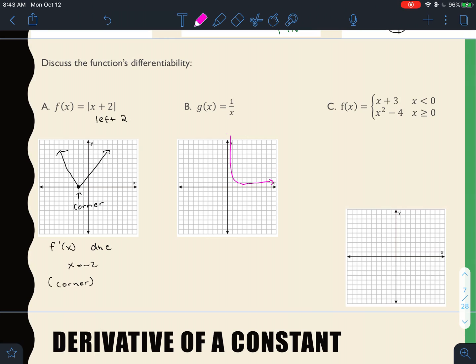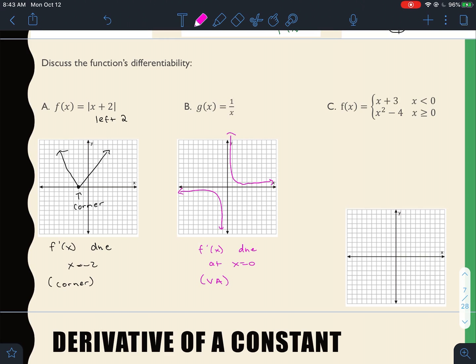1 over x, you should remember its parent function. It looks like this. So where will the derivative of this graph not exist? Well, there's a break in the graph at x equals 0. So f prime of x does not exist at x equals 0 because there's a break in the graph, or there's a vertical asymptote. So the derivative won't exist at breaks in the graph.